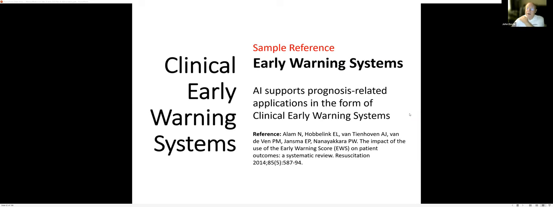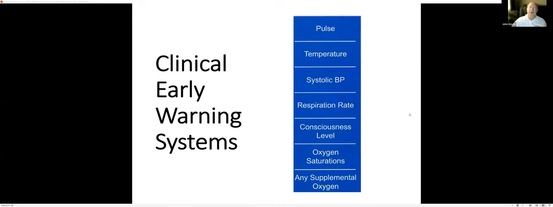Those of you who want to read more about it, here's a sample reference from the Journal of Resuscitation. It's 9 years old now, and so you can imagine there's been some refinements since then, but it gives the basic outline of how they work. And typically, you'll measure pulse, temperature, systolic blood pressure. That's the bigger number of the two, like 120 over 80. Well, 120 would be systolic blood pressure, the respiratory rate, breaths per minute, level of consciousness, the saturation that you get with a pulse oximeter, and whether supplemental oxygen is used. So that's an example of the kind of inputs.